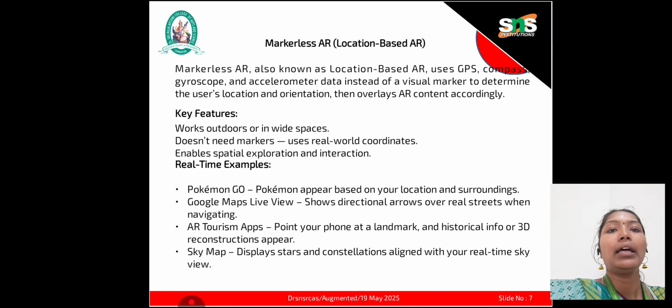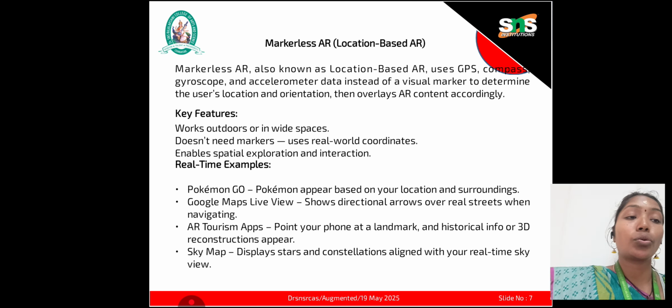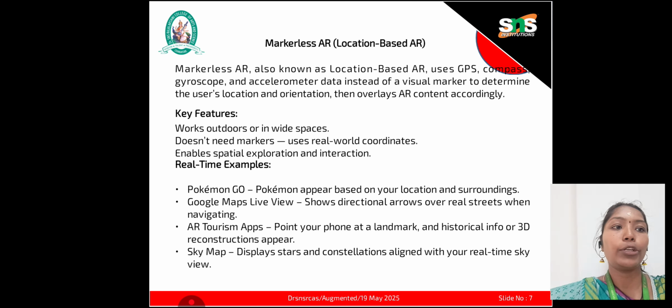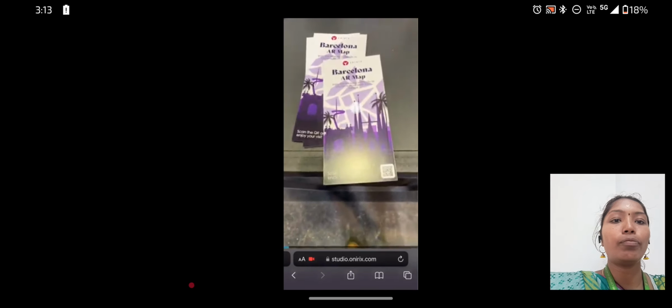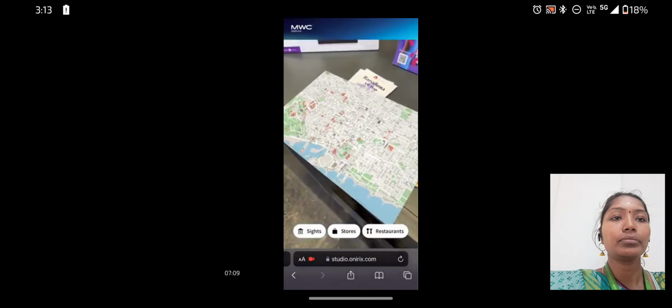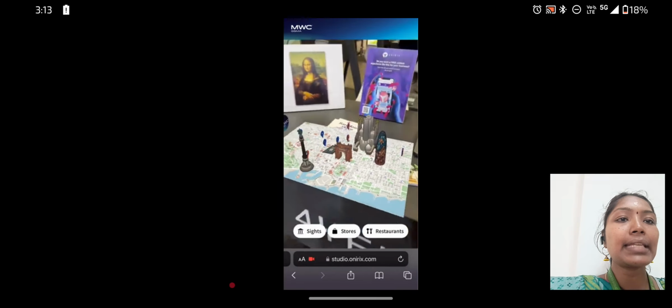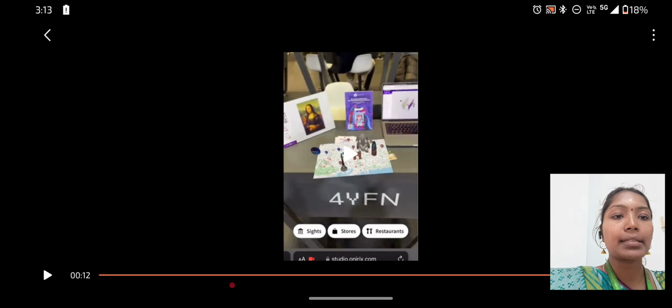markerless AR. This works outdoors, like the Google Maps Live View, and we have already seen the GPS tracker. For marker-based AR there is no need for GPS, but here we need GPS tracking. It is mainly focused on location-based AR, which uses GPS. For example, it can choose places.